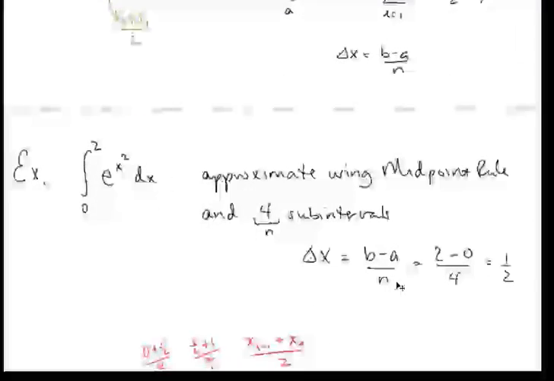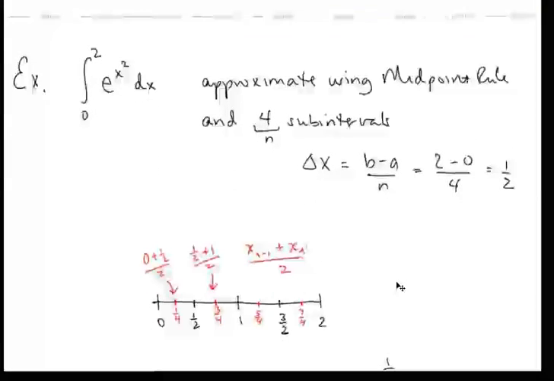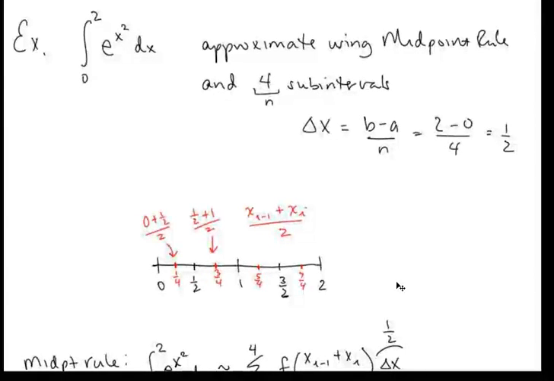So for this example, the integral from 0 to 2 of e to the x squared, we want to approximate using the midpoint rule and 4 subintervals. So let's take a look at our interval. We're given from 0 to 2, so I'm going to set up a number line. This usually helps me to see what I'm doing here. So I set up from 0 to 2, and then it says delta x is b minus a over n, that's 2 minus 0 over n, where n is 4 subintervals, that's 1/2.